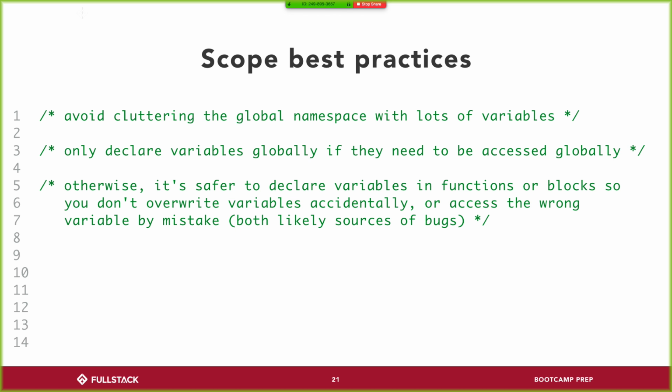And we don't want to clutter the global namespace with lots of variables. Again, if we are constantly declaring variables globally, then there could be a collision. You can't have let name equals David and then try to do let name again. Name is now no longer valid as a variable. That's why you want to avoid cluttering that. Only declare variables globally if they need to be accessed globally. So if a bunch of functions need to access a certain variable, then you can create a global variable. Otherwise, it's just safer to declare variables within functions or within blocks so that you don't override things accidentally.